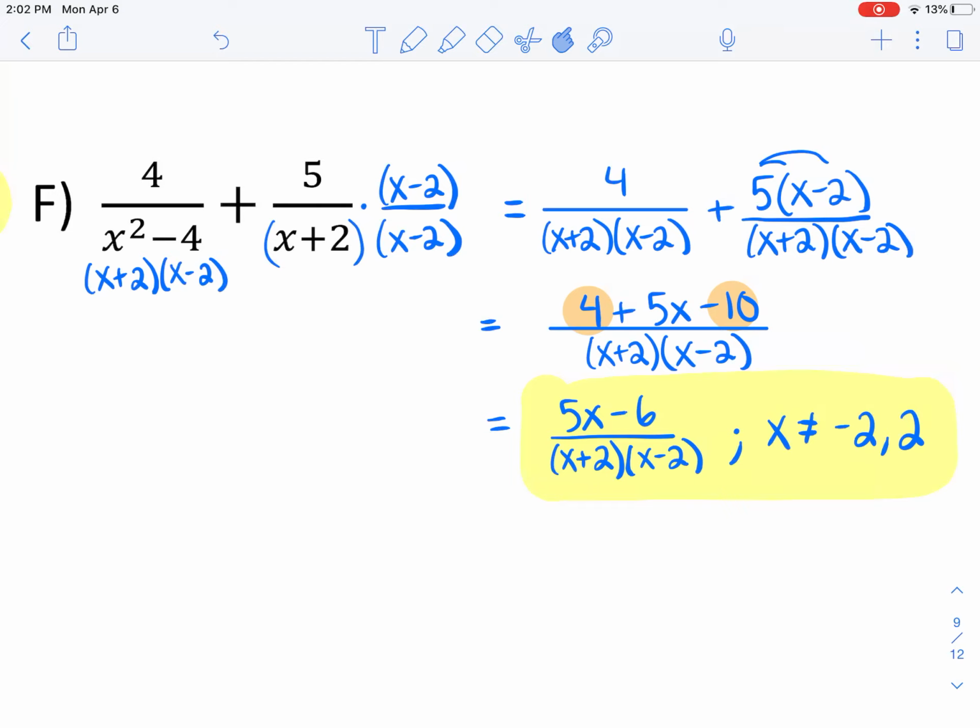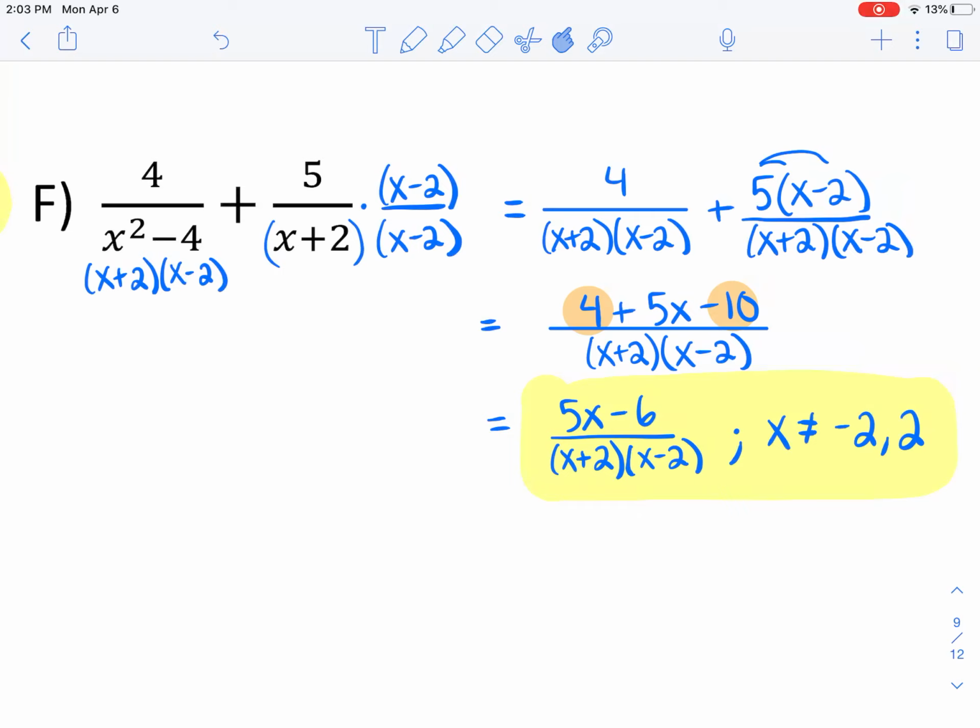So this gives us 4 over x plus 2 times x minus 2 plus 5 times the quantity of x minus 2 all over x plus 2 times x minus 2. If you distribute the 5 on the numerator of the second rational expression, you end up with 5x minus 10. Since you have a common denominator, you can add the numerators together. So we have 4 plus 5x minus 10 becomes 4 minus 10 is negative 6, so 5x minus 6 all over the quantity of x plus 2 times x minus 2.